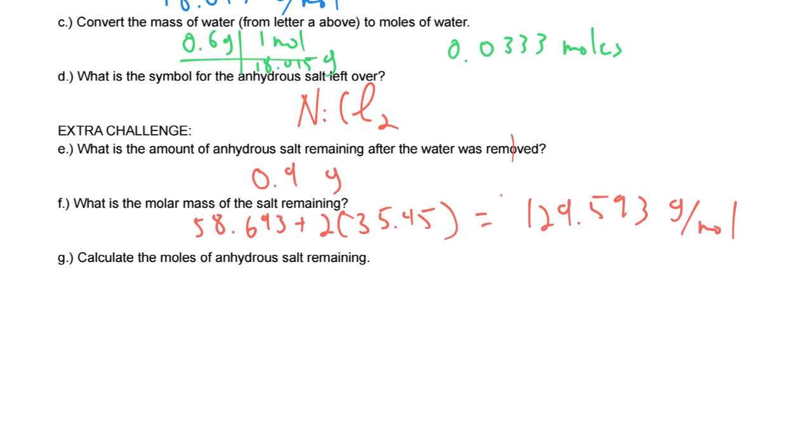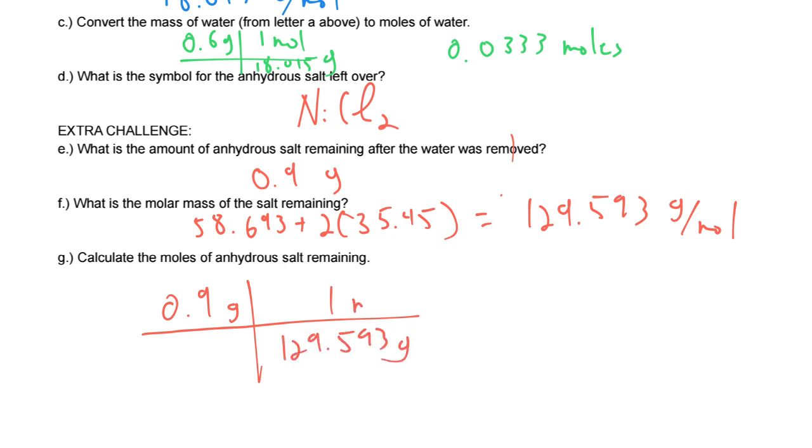And then calculate the moles of anhydrous salt remaining. So we'll just divide these two numbers, 0.9 grams, and then 129.593 grams per 1 mole. Plug that into our calculators. And we get a very small number, 0.007, almost 694.